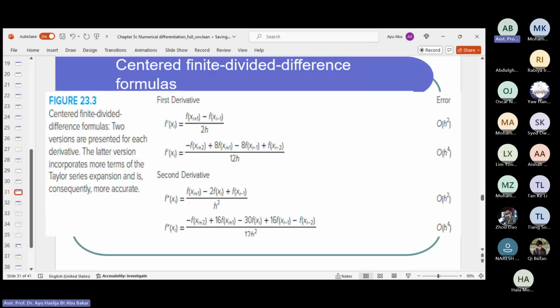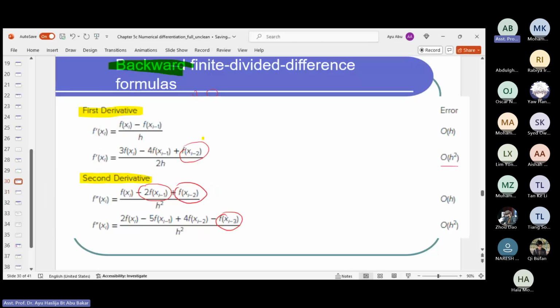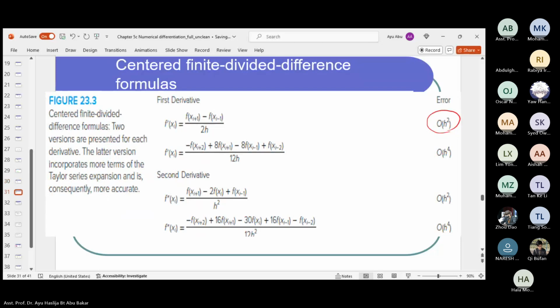Now this is centered. Centered, it starts with first derivative and higher order, straight away h power 2. Compared to backward and forward just now, it starts with h power 1, lower order. First derivative and second derivative.